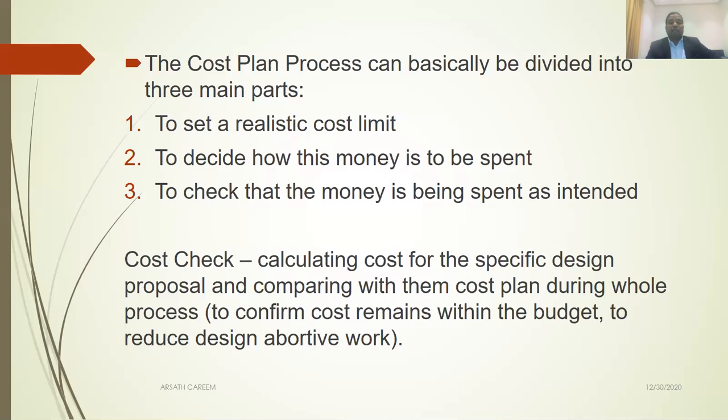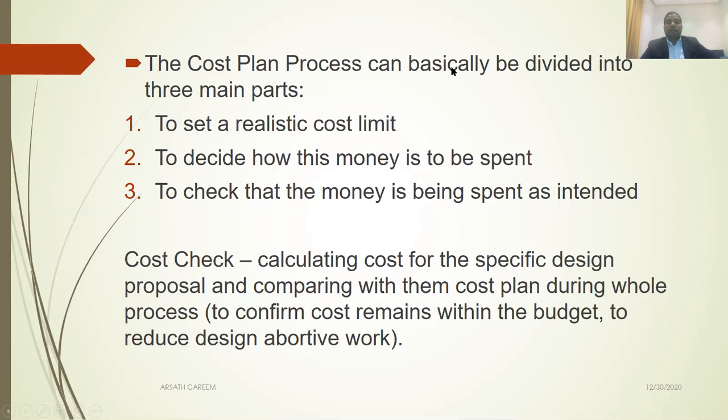List out the main elements, five or six. Then you have to proportion the cost of 100 million. For example, substructure 15%, superstructure 40%, services 30%, external work 10%. You have to use your experience on similar projects to proportion it. That's what the second step says: you have to decide how this money is going to be spent. Later, I will show one cost plan for you to understand easily.